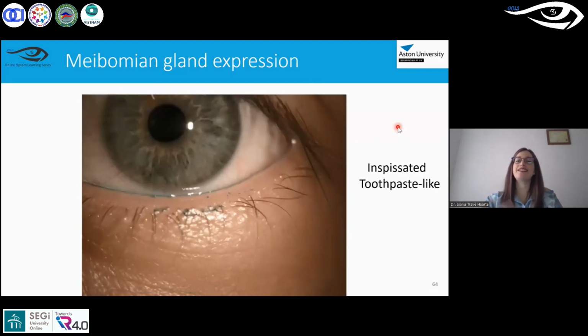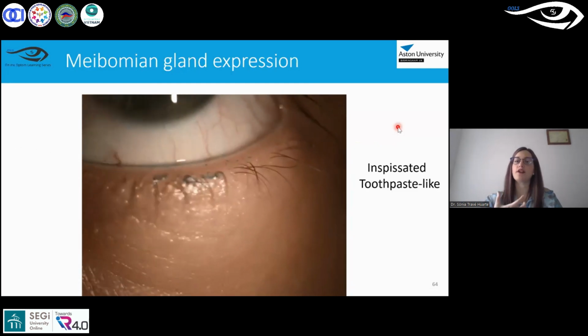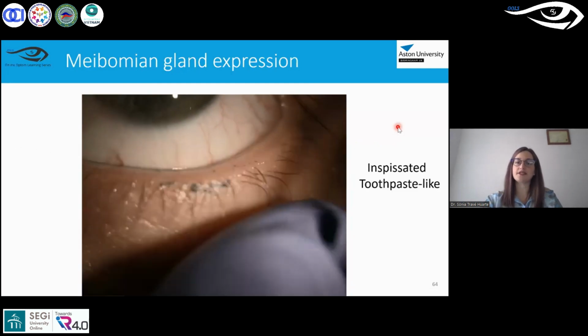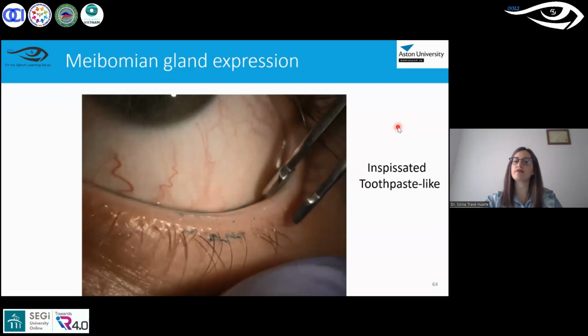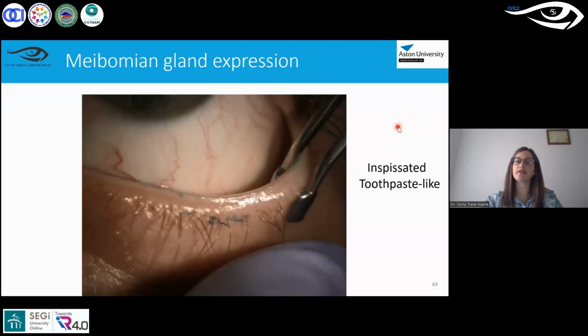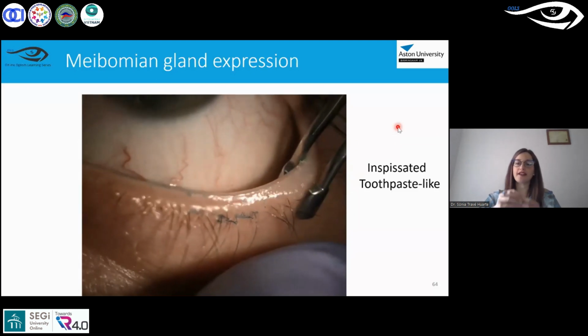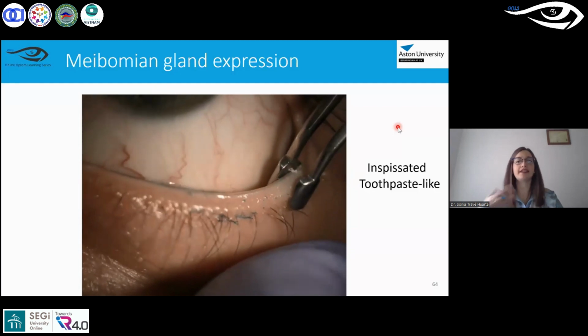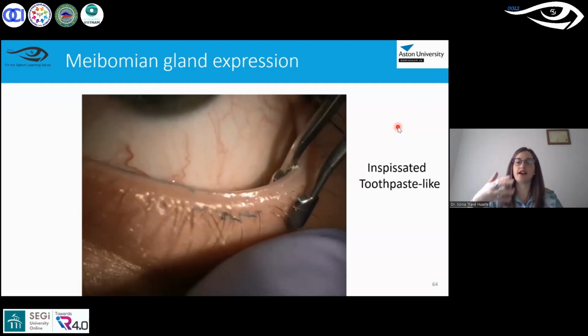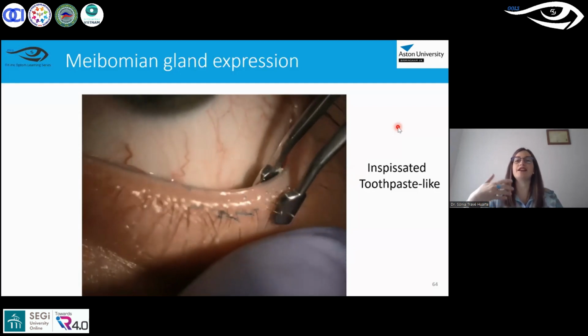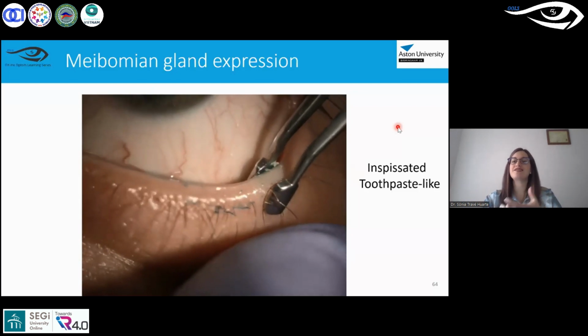And this is the more inspissated, the more solid look of those oils. As you'll see now, when I express, instead of being flowy and nice, as it's been with the previous two videos, you'll see it's sort of squiggling out. This means that those oils are a lot more viscous and they'll need a lot more time to melt.